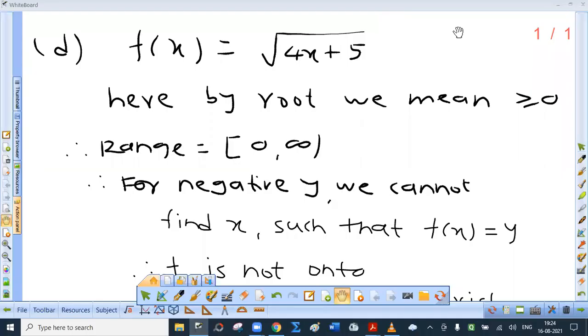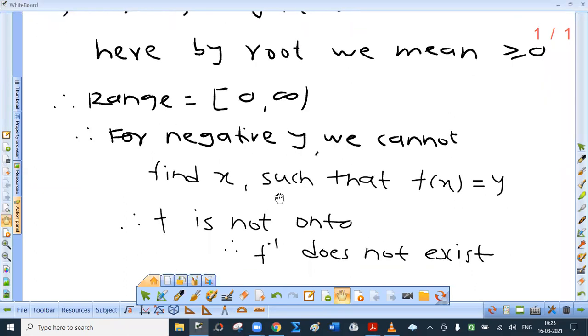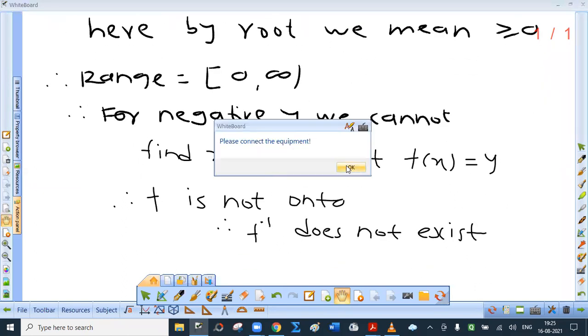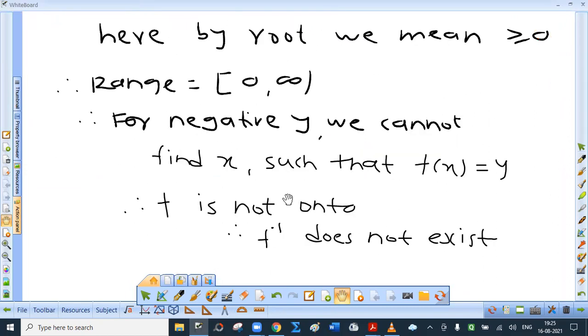D part, f(x) is root of (4x plus 5). See, by root we mean positive root. If you want negative, we'll have to define it like that, f(x) is minus root of. If you consider both, then one is associated with many, and that cannot be a function. So here by root we mean whose range is non-negative, that is the semi-open interval 0 to infinity. So for negative y, we cannot find x such that f(x) equal to y. So clearly f is not onto, so f inverse does not exist.